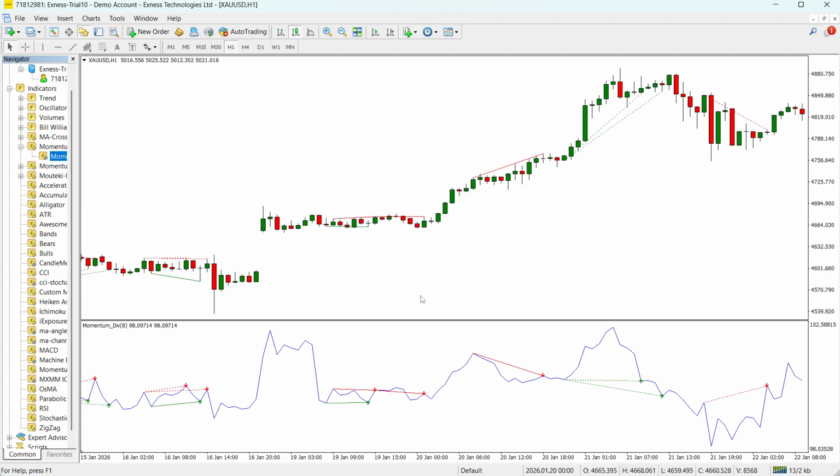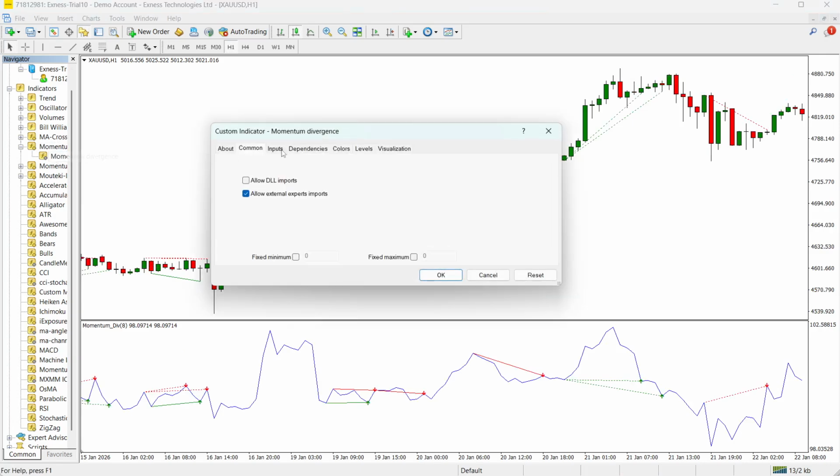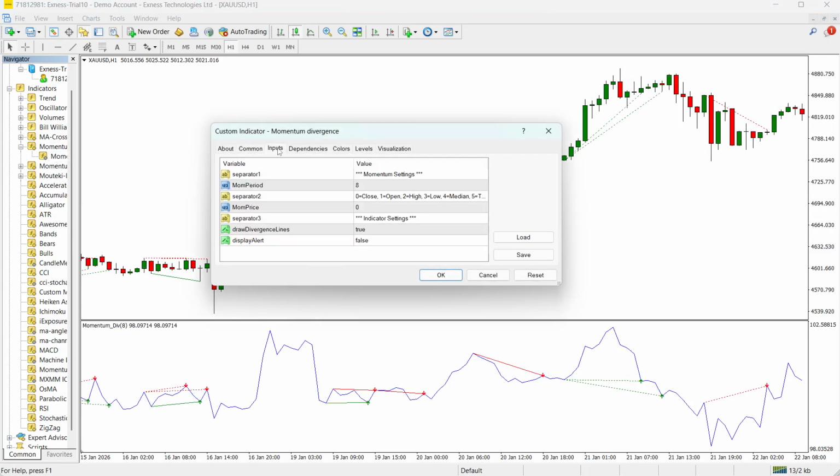As for the indicator settings, let's take a look. Settings allow you to adjust the momentum calculation period, the sensitivity for divergence detection, and the visual style of the divergence markers. You can also enable alerts to notify you when a new divergence is detected.